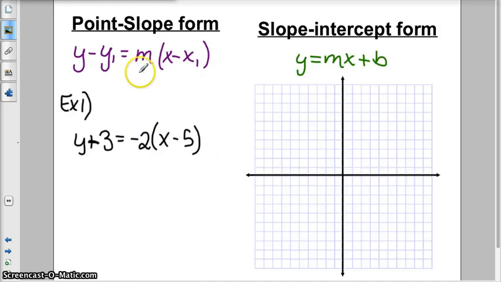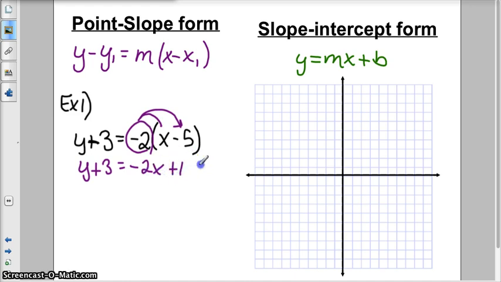Example 1. Again, we're going to turn it from point-slope form that it's in right now into slope-intercept form. So copy down the example before I get started. The very first thing we're going to do is distribute the number that's on the outside of the parentheses. So we have y, I'm going to bring everything down, plus 3 equals, I'm going to multiply my negative 2 times both the x and the negative 5. So we get negative 2x plus 10.